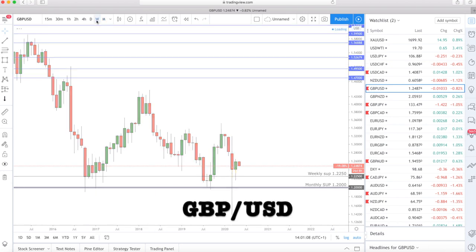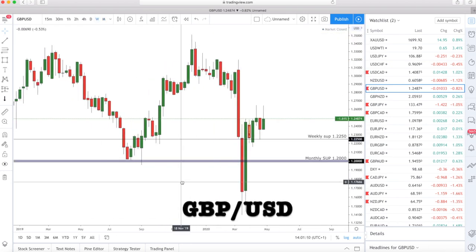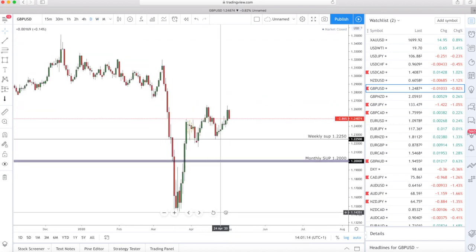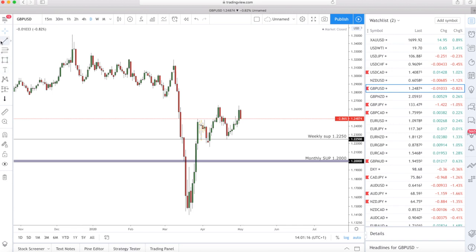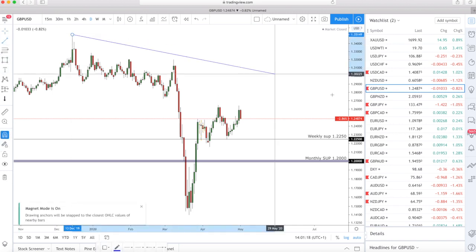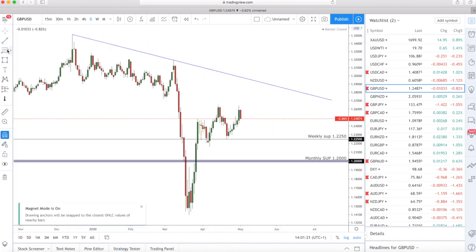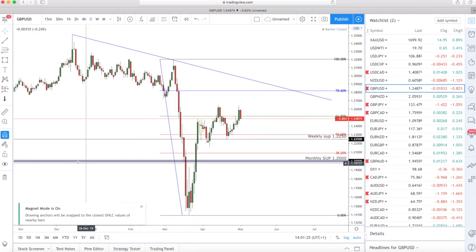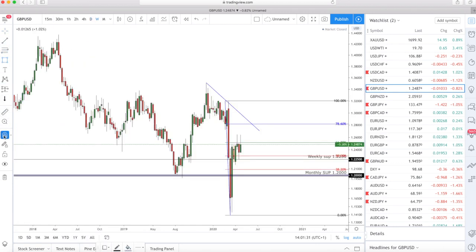So GBP USD. Not too much happening. You've got this trend line running across here. Let's check the Fibonacci out. Yeah, so let's go back to the weekly.